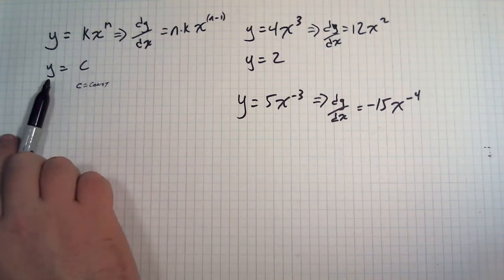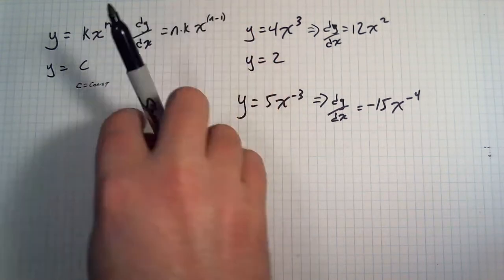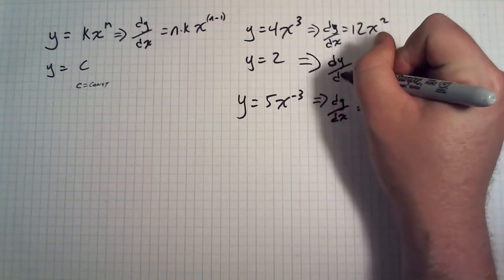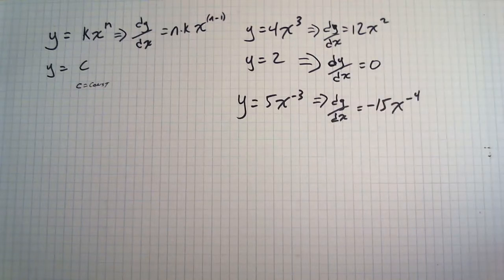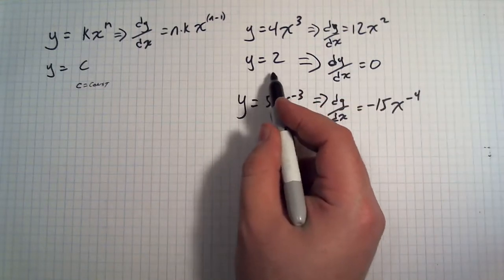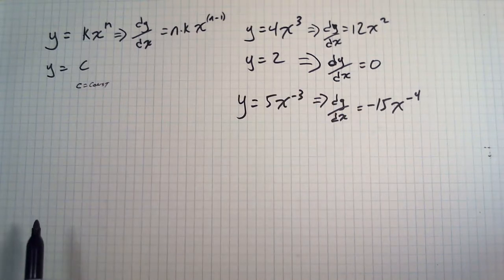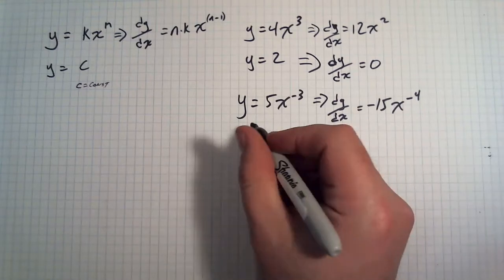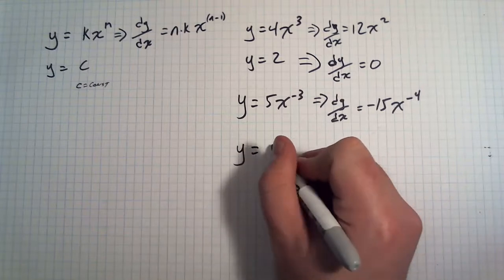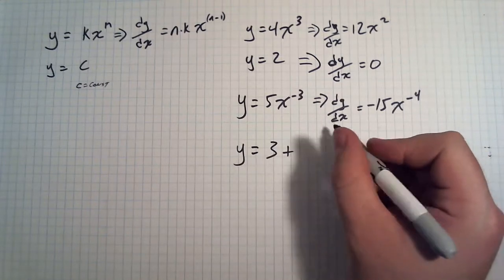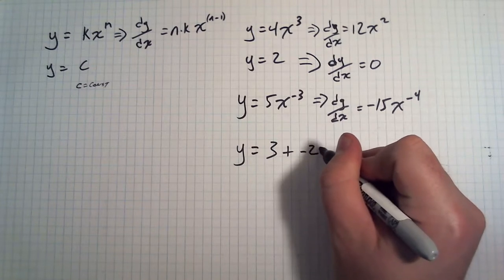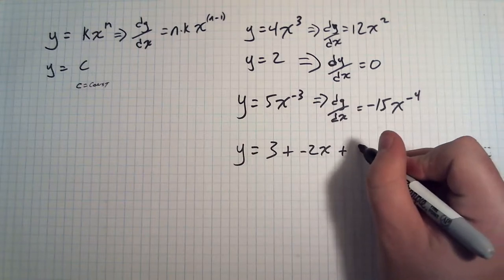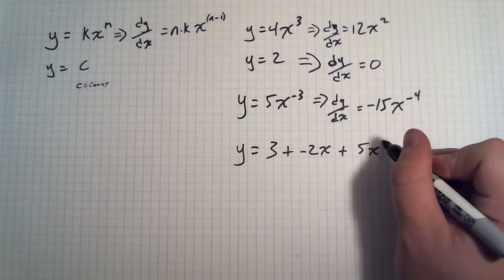And then here, this trick, when y is equal to a constant, this is actually really simple. What happens is the derivative goes to 0. Simple as that. So the derivative just goes away when you take the derivative of a constant. And then last but not least, you can actually chain together all of these. So let's say I have y is equal to 3 plus, how about a negative 2x, and then a plus 5x to the 4th.